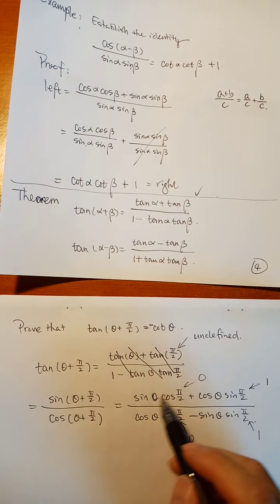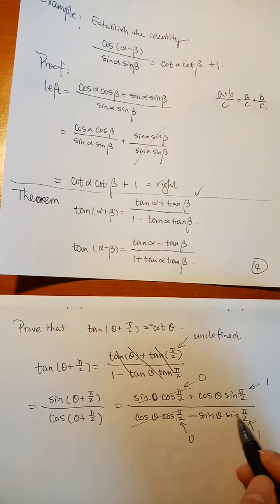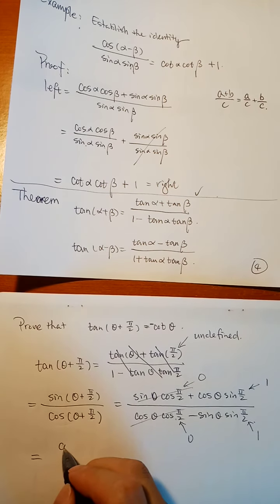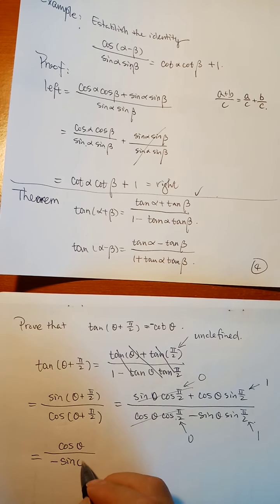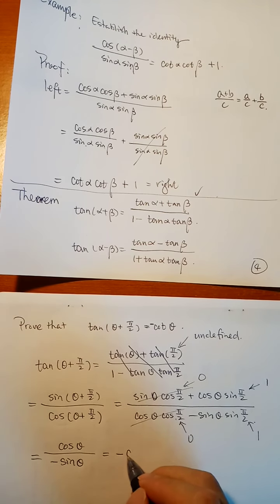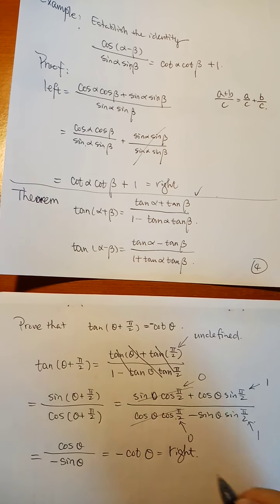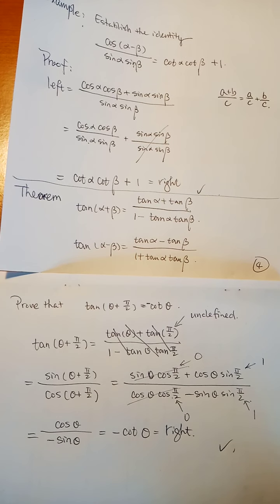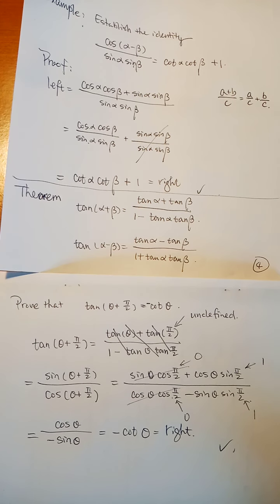So here is 0, then the first term is 0. Here is 0, the first term is 0. Here's a 1, you don't write it. So after simplification, there's only cosine theta in the numerator. The denominator is negative sine theta. Cosine over sine is a cotangent. So that's a proof. We do have tangent of theta plus pi over 2 equal to negative cotangent theta.